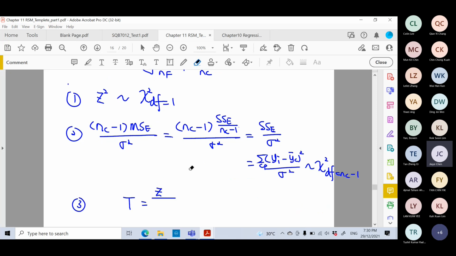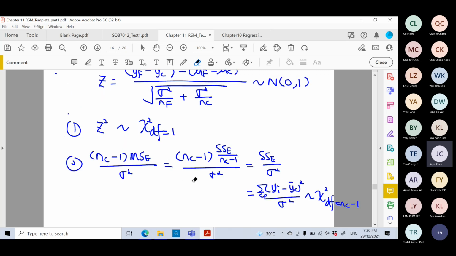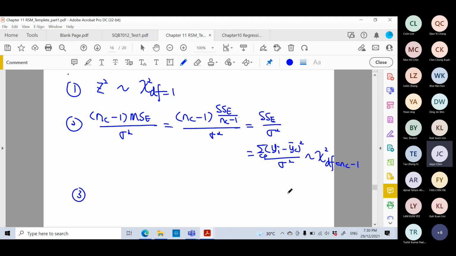So I repeat here. You have two facts. One is given by this one, the Z square will be given here. The second one will be given by the chi-square. This one is a chi-square.